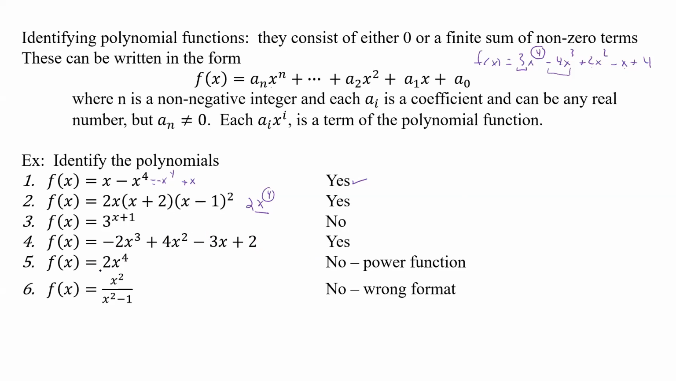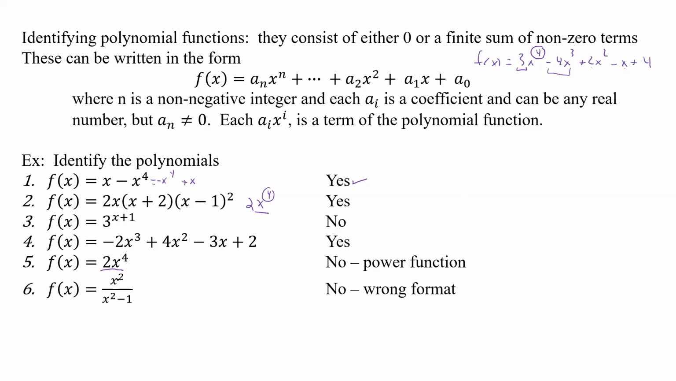Now this one, just 2x to the fourth. Well, if we had some more terms here, that would be a polynomial. But as it is, that's really just a power function. We just have the one term. It's some variable to a fixed power, and we have a coefficient in front of it. So that's a power function.